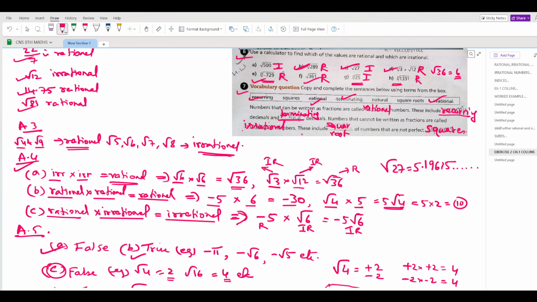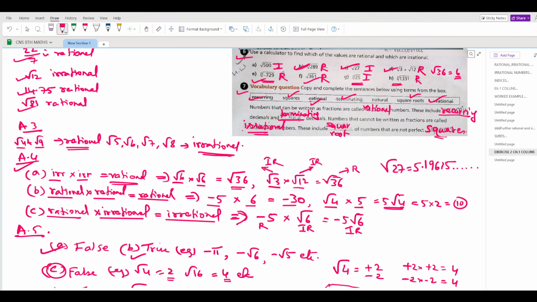And the last line says, these include dash of numbers that are not perfect dash. So this includes square root of numbers that are not perfect squares. One of the definitions of an irrational number is that if you have a non-perfect square under the square root sign, then those will be irrational. So I have to pick up this square root and non-perfect, only squares.